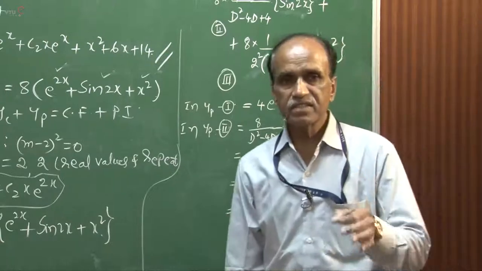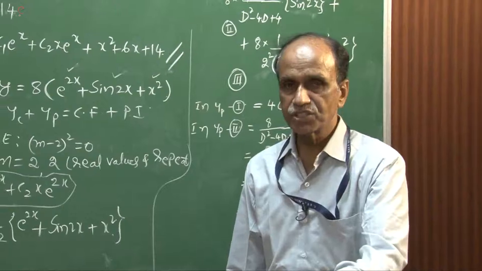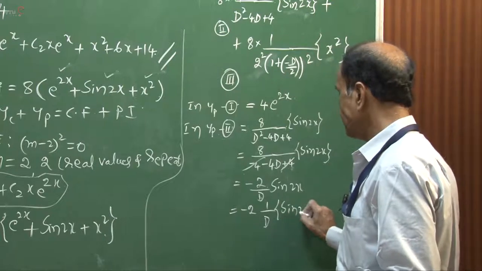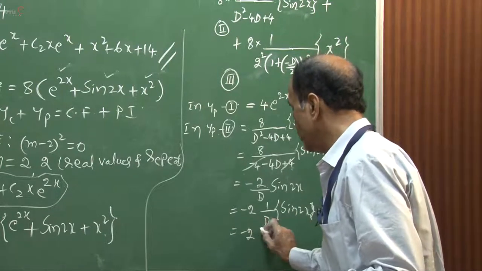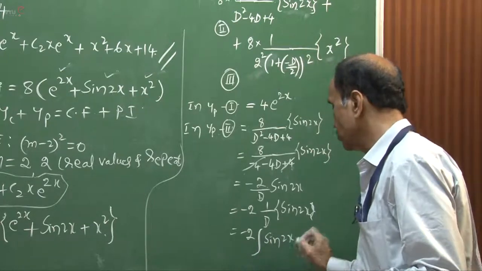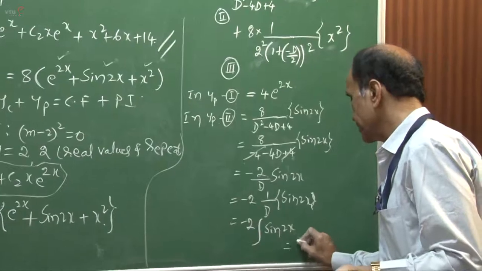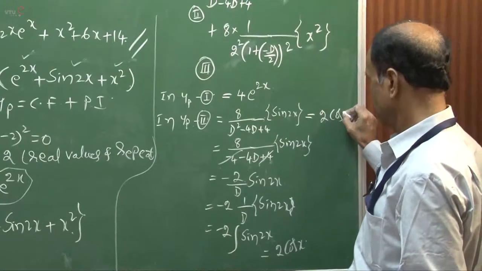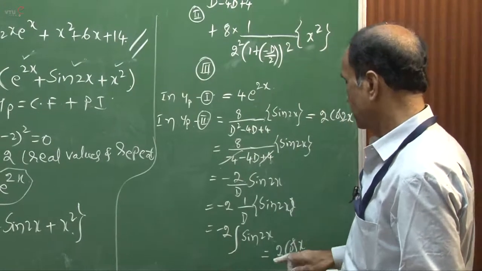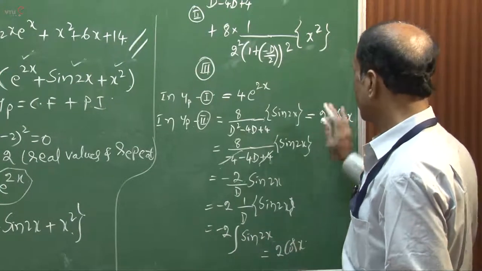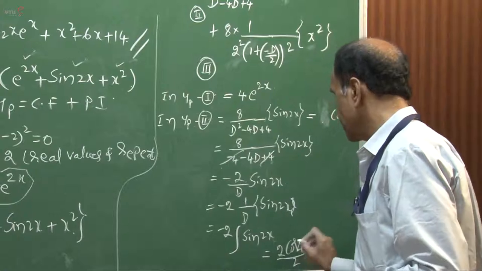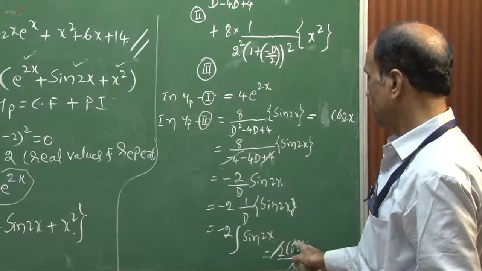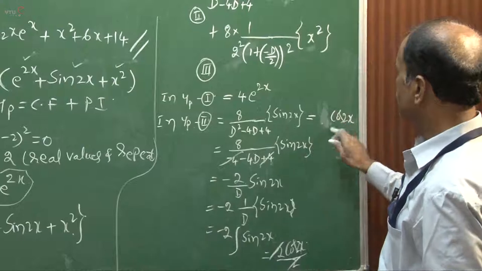What I told, 1 by d is nothing but an integral. It is nothing but primitive of differentiation. That is called integral. That is minus 2, 1 divided by d operating on sine 2x. Right? This is minus 2 integration, that is sine of 2x. This becomes, sine integration is minus, that is plus 2 times it is cos x. Therefore, this is equal to minus 2, 2 times cos 2x, sorry, cos 2x divided by 2, that means 2 gets cancelled. 8 divided by 4 means 2, and this 2 will cancel, and this minus makes us plus sign. Therefore, second term is cos 2x, right?